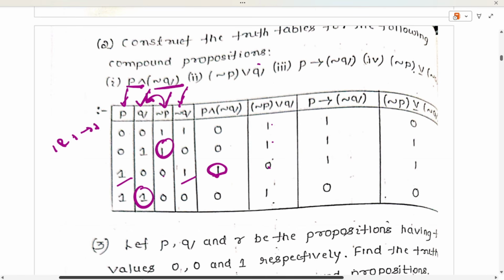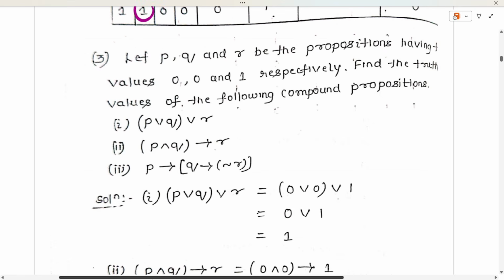The same way you will construct the truth table here. Next, let p, q, r be the propositions having the values 0, 0 and 1 respectively. You have to find out the truth table values.